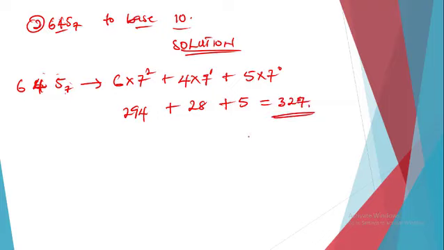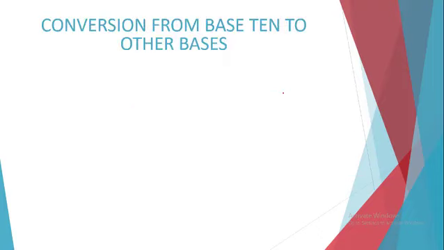327 in base 10. Okay, let's go over to conversion of numbers from base 10 to other bases. Example number 1. The first example we solved in conversion of numbers from other bases to base 10, we got our answer to be 45. So let's convert 45 to a number in base 2.